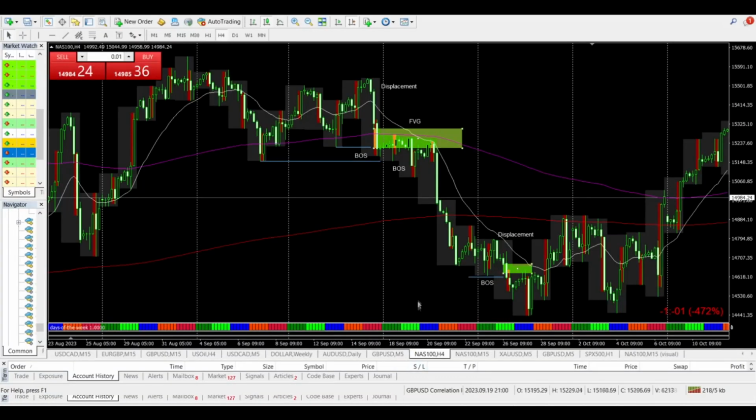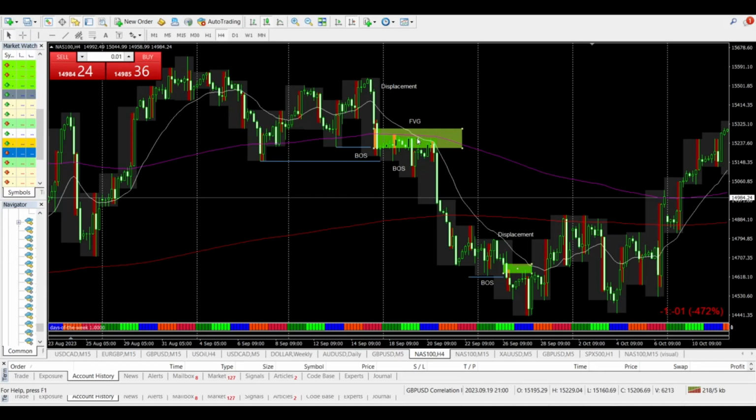Looking at this 4-hour chart on NASDAQ 100, we can see that there was a fair value gap after a large displacement. And after this displacement, there was a break of structure. This swing low was broken. And inside of the fair value gap, price failed to break above the 50% level.